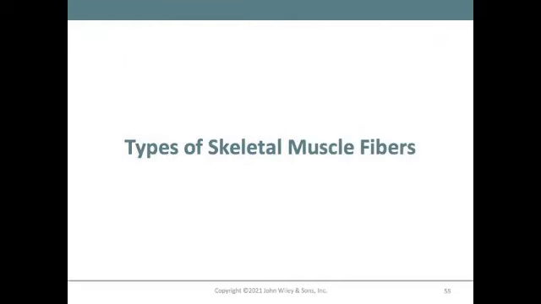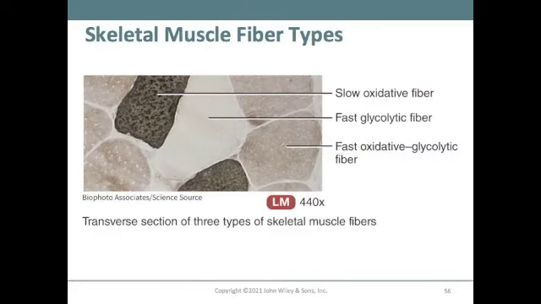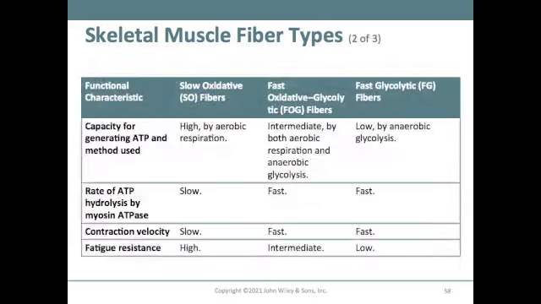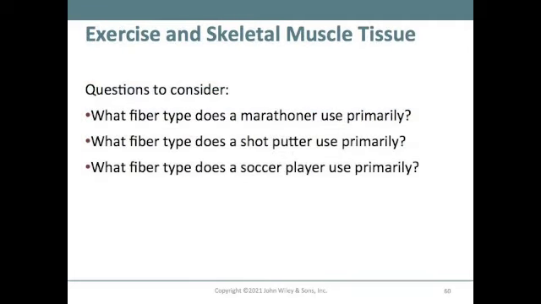Types of skeletal muscle fiber. Table 10.4, page 333. We can see the slow oxidative fiber, the fast glycolytic fiber, and then the fast oxidative glycolytic fiber. You can go through this table yourself. It gets us to these questions.